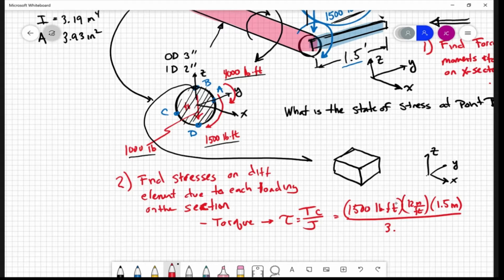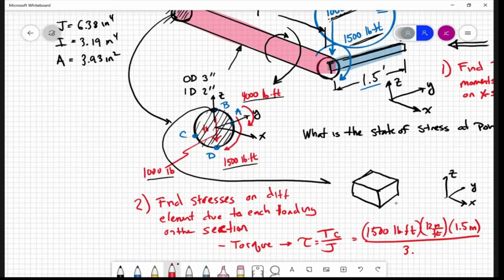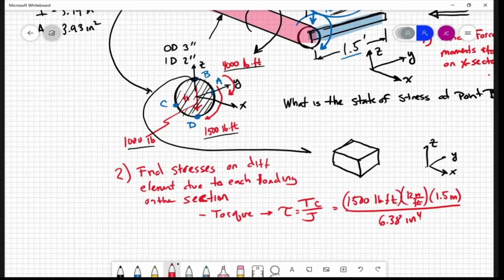So what does that mean? Okay, so if we get that number, that gives me a shear stress due to the torsion of 4.23 KSI, okay?